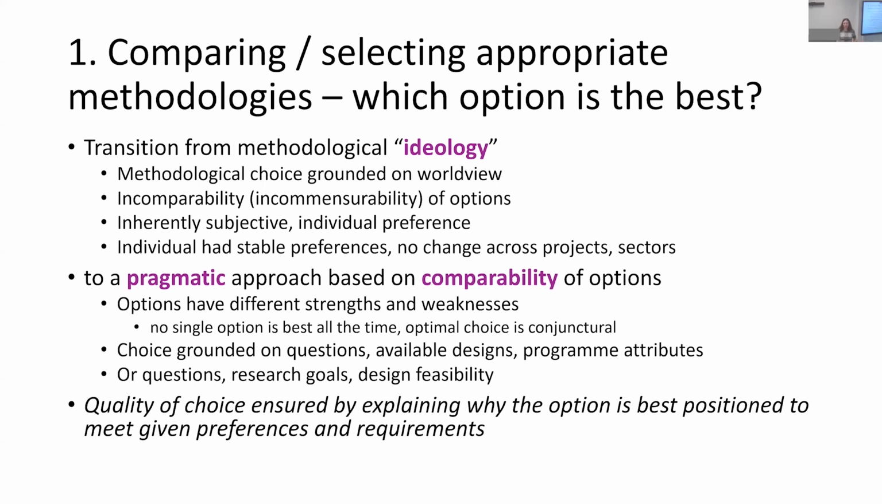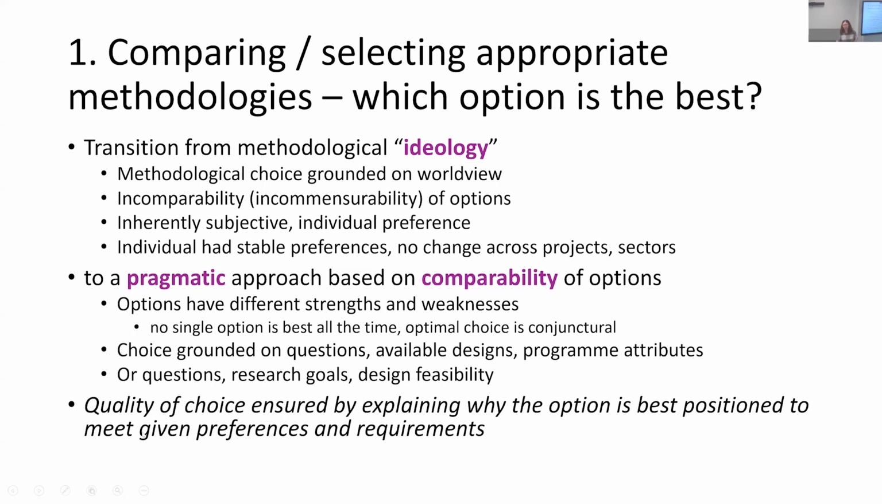And I think we are transitioning from this kind of situation to a situation where the choice of the best methodology, or which methodology to use, is pragmatic, it's open, and it's based on the idea that methodological options are comparable. Options can have different strengths and weaknesses. There is no single option that is best all the time. So the optimality of the choice is conjunctural. It depends on a number of characteristics of the evaluation process, of the program, and so on.